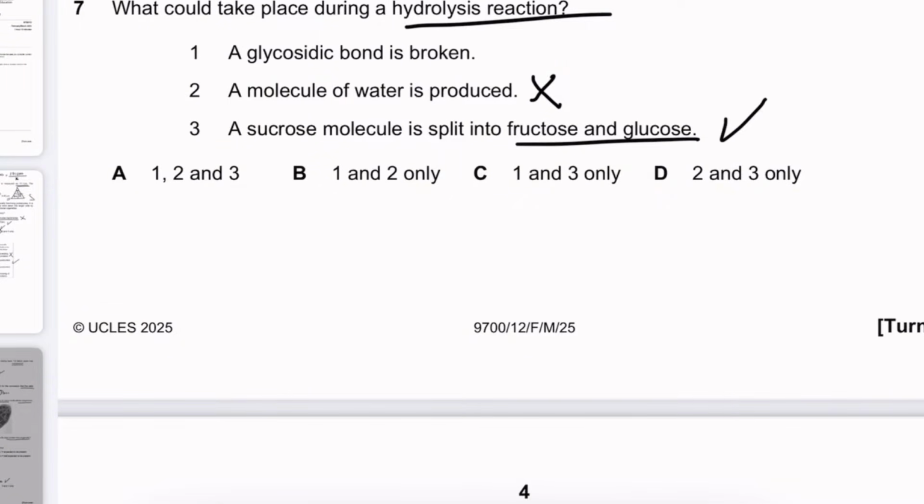In condensation, you can imagine it sort of like rain droplets that form, for example, on your windows. It's just water that forms on surfaces, right? So condensation also produces water the same way water would form on your windows if it's cold. And so, no, molecules of water are used in hydrolysis but produced in condensation. A glycosidic bond is broken. These two are examples, so yes, 1 and 3 only.